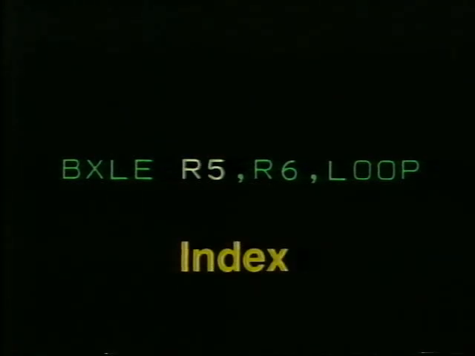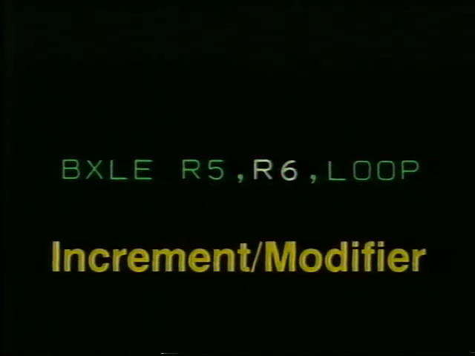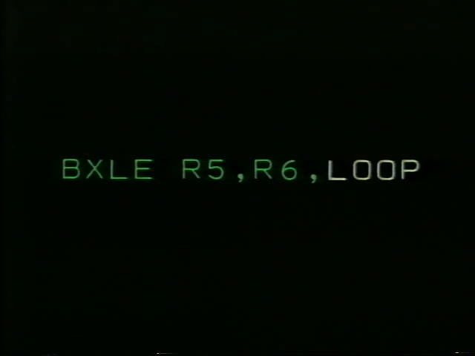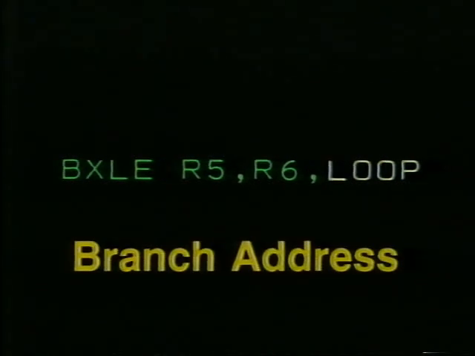The first operand is an index. We'll use it to access the proper place in our sales table. The second operand is an increment or modifier. We'll use it to bump up the index each time through our loop. The third operand is the branch address, just like in branch on count. There's also a hidden operand here.